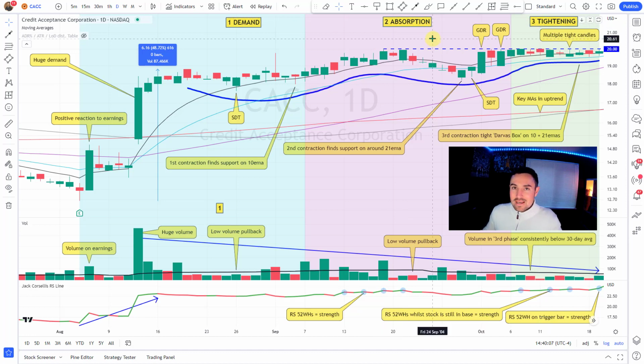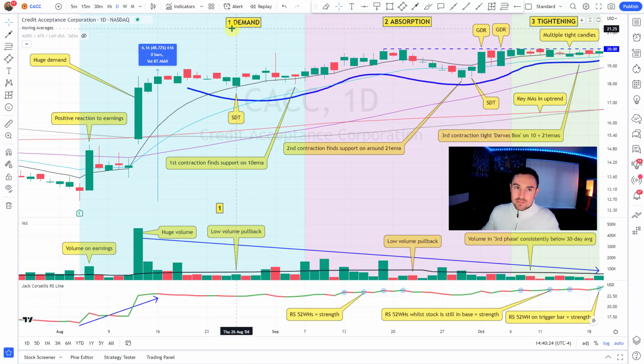Now, I wouldn't read into those titles too much. It's just to help me try and teach it a little bit better. There's going to be evidence of demand, absorption and tightening within each of these phases, but just for this, color coding it, trying to convey key points, it's just an easier way of explaining it.